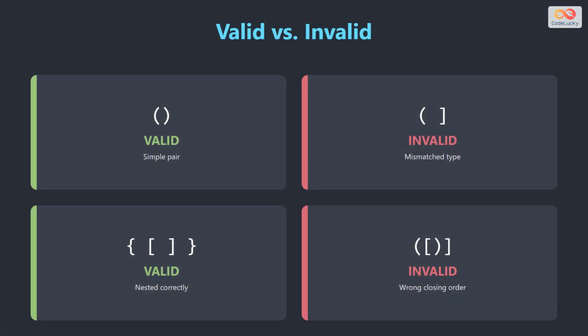Let's look at some examples to clarify. A simple pair like open and close parentheses is valid. Nested brackets like a square bracket inside curly braces are also valid. However, if you have a mismatch like an open round parenthesis followed by a closed square bracket, that is invalid. Also, the order is crucial. Closing a bracket before opening it or closing them in the wrong reverse order makes the string invalid.